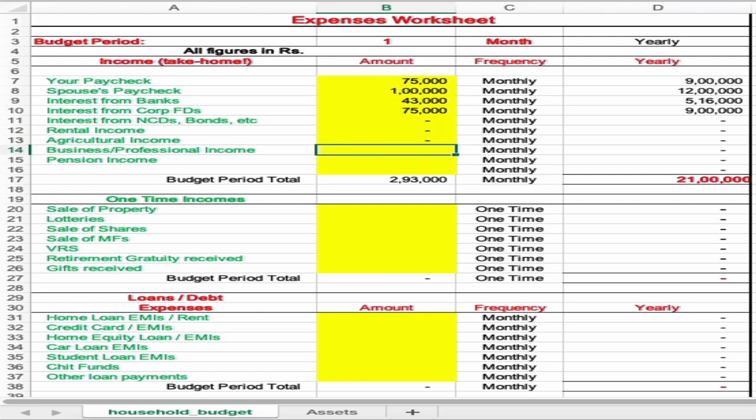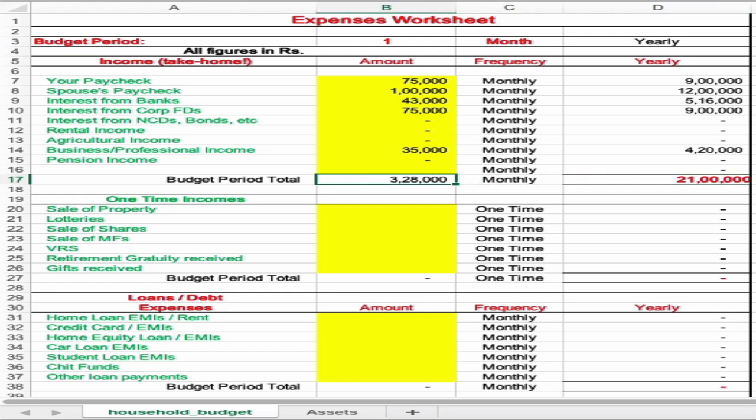Business professional income, you are not supposed to have a business when you are working for a company, but let's assume you have some side business and you get 35,000 rupees from that business per month, and you are not yet retired, so no pension income, so 0. So your monthly income is 3,28,000 and your annual income is 21 lakh rupees.